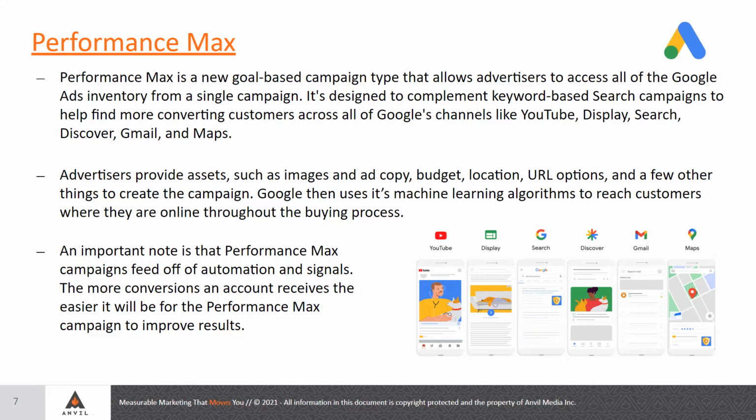To best use a Performance Max campaign, it is important to know that the ads feed off of automation and signals. The more conversions an account has received previously, the easier it is for the Performance Max campaign to connect with the right audience. So basically, in short, the Performance Max campaign is not the ideal format for a beginner advertiser, but rather a way for existing advertisers to help grow their conversion rates within their existing audience.